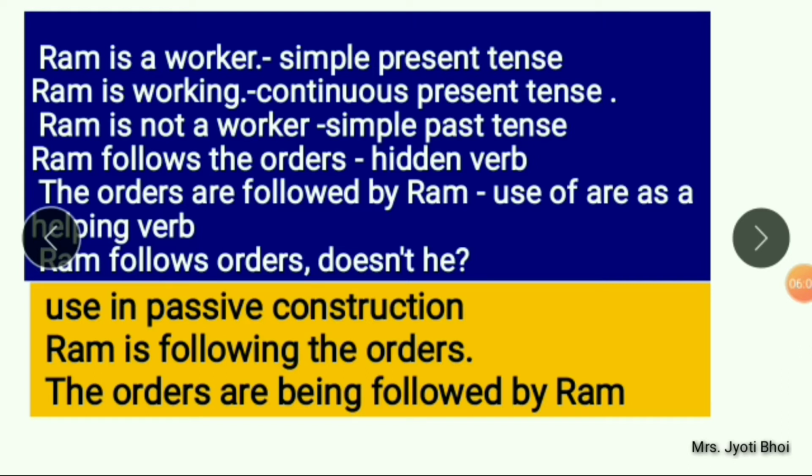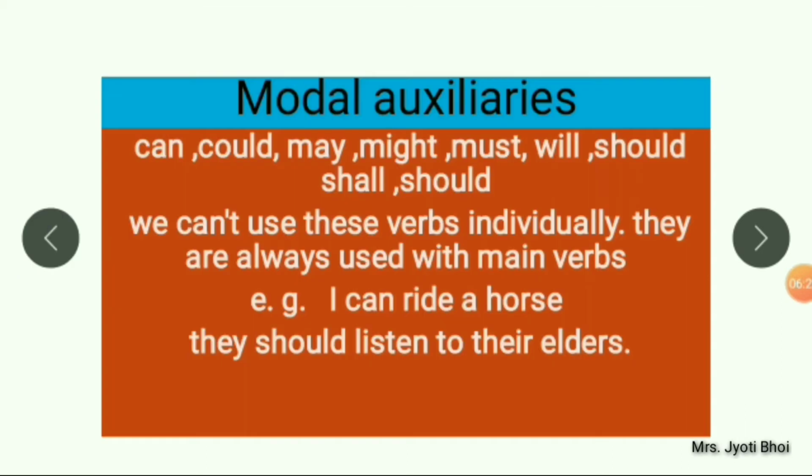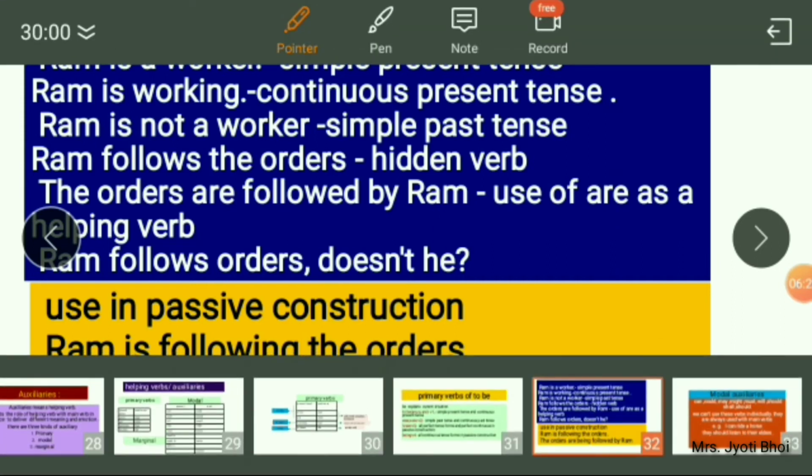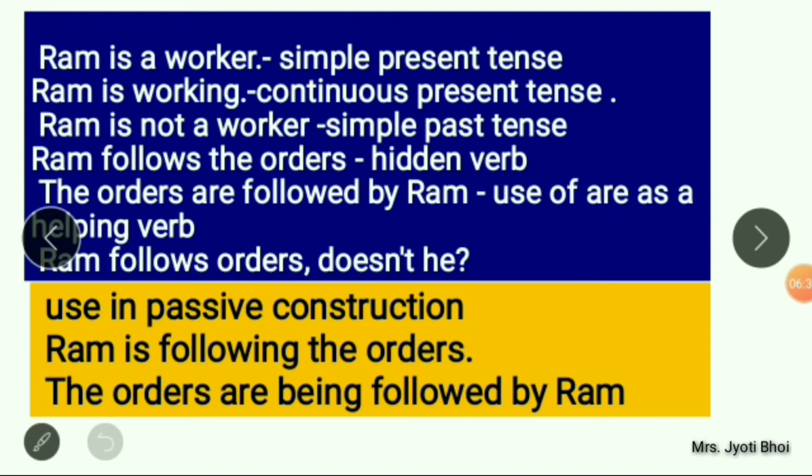Ram is working. It shows a continuous process. What is Ram doing? He is working, in present tense. Ram is not a worker. See the third sentence. It shows a negative sentence in simple present tense. It's not a past tense. Sorry friends, I have to erase it. It's not a past tense, it's a present tense.